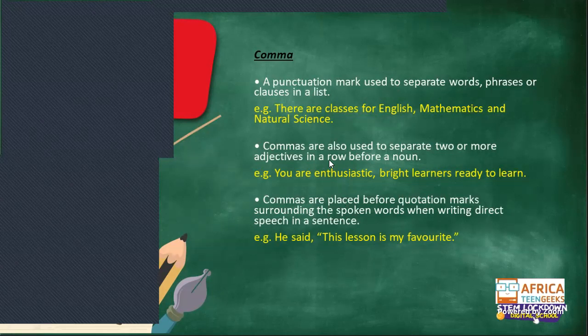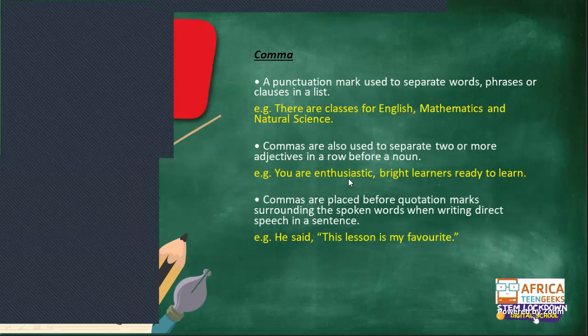All right. So commas are also used to separate two or more adjectives in a row before a noun. Okay, so there is an example. You are enthusiastic, comma, bright learners ready to learn. Okay, this is true about you. I wrote this example with you in mind. You can claim that I wrote this with you in mind.